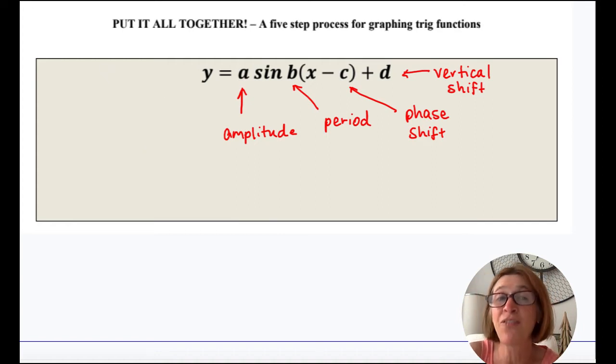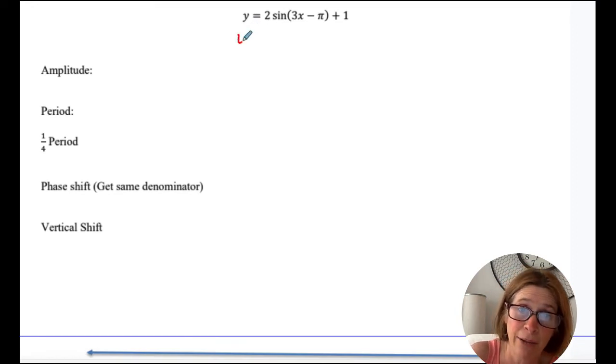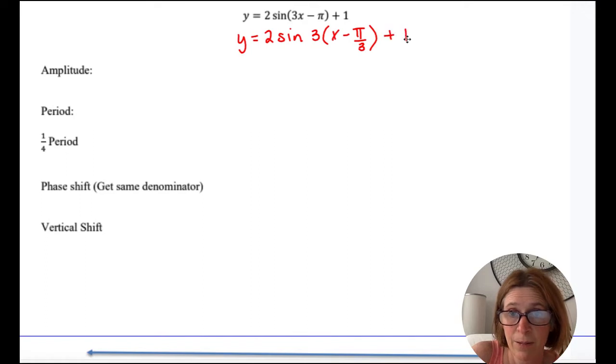All right, so let's put this 5-step process together. We've gone in piece by piece, and now we're going to put it all together. Here we have y = 2 sin(3x - pi) + 1. The first thing I'm going to do, no matter what, is factor out the 3. So now I've got my a, my b, my c, and my d.